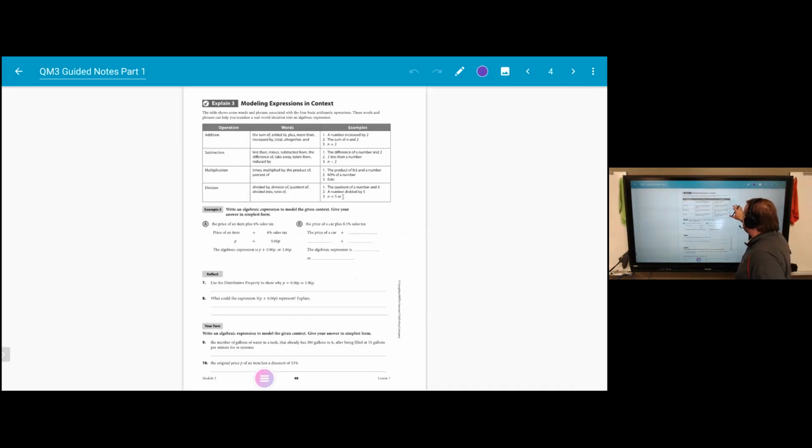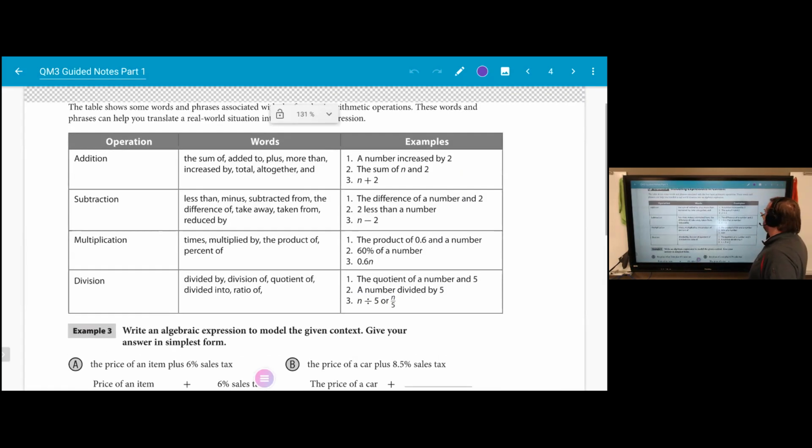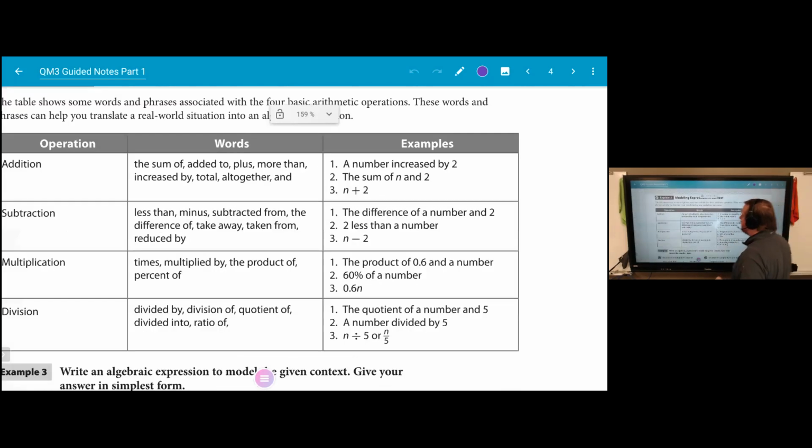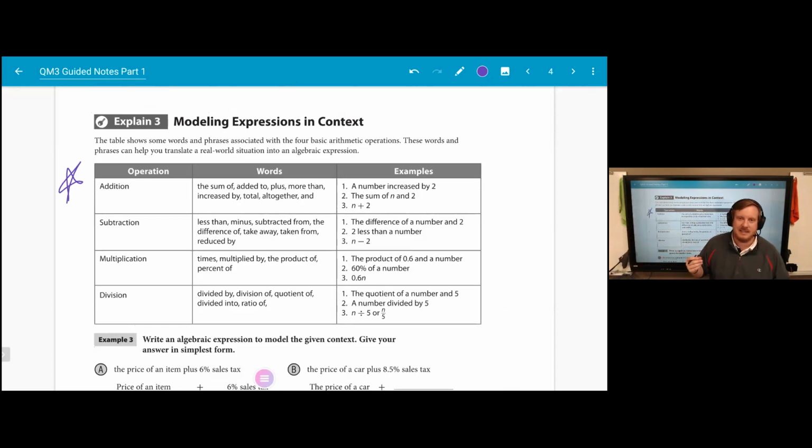Oh, I almost forgot. We've got this operations business in here. We do have this: modeling expressions in context. Take a look at these things. This is something we've been getting towards in the discussions we've had, especially on writing equations, right? Operation is addition. What words mean these things? We've got these in here, so take a look at these.